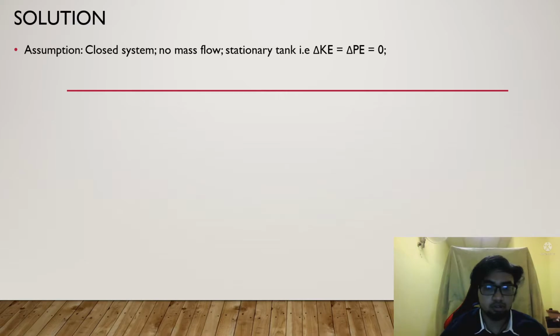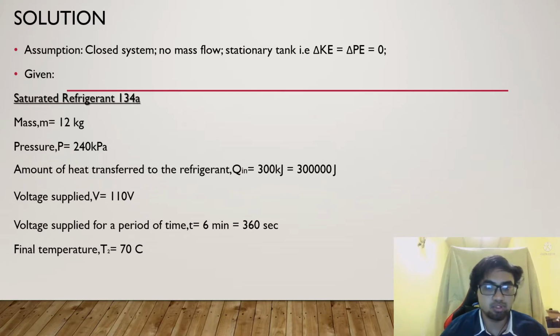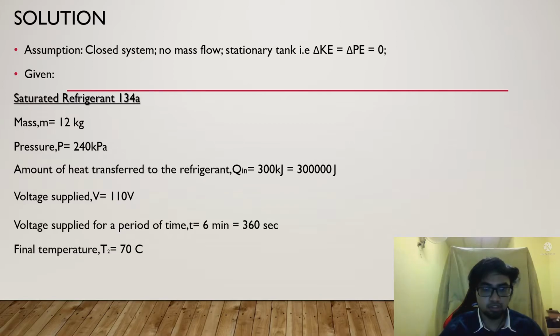Okay, given from the question, saturated refrigerant 134A, the mass is 12 kg, the pressure is 240 kPa, the amount of heat transferred to the refrigerant Q in is 300 kJ, and the voltage supply V is 110 volts. The voltage is supplied for a period of time t of 6 minutes, which is 360 seconds, and the final temperature T2 is 70 Celsius.